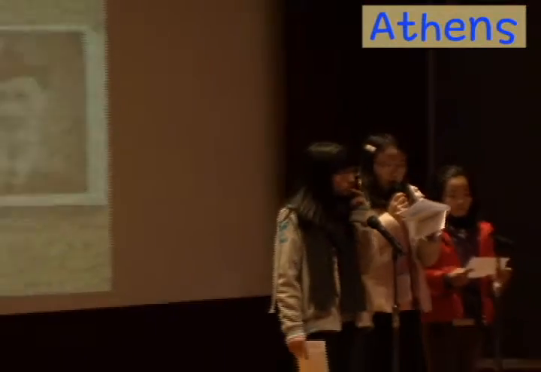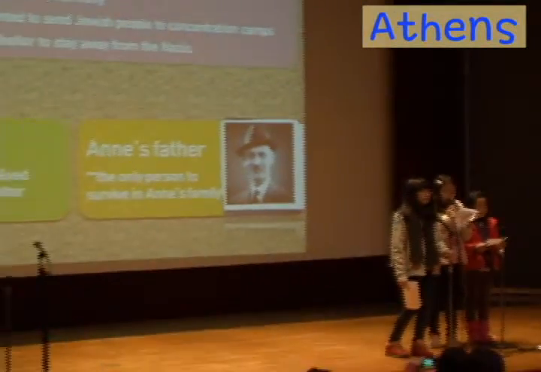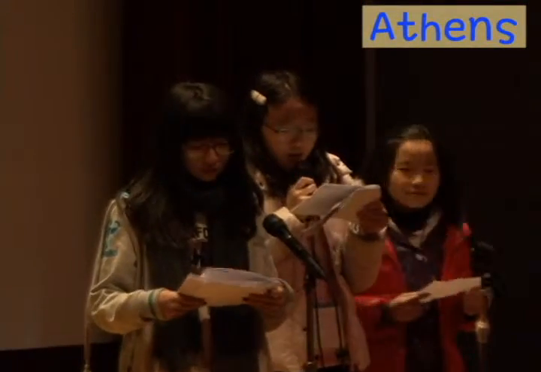Anne's father is the only person to survive in Anne's family. These are three important characters, and there are more characters. First, Mr. and Mrs. Van Daan are Peter's parents, and Margot is the older sister of Anne, and she's good at studying. Anne's family goes to a secret shelter.